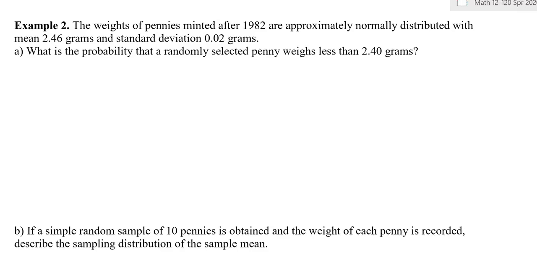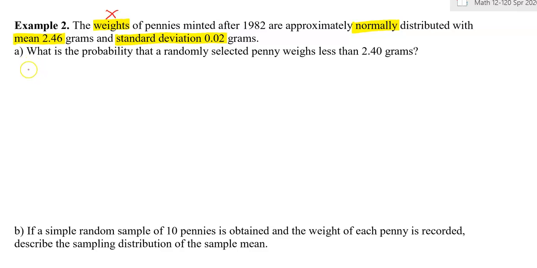The weights of pennies minted after 1982 are approximately normally distributed with mean of 2.46 grams and standard deviation of 0.02 grams. Right, so that's the information they give us. So I'm going to go ahead and write that down before I even start the problem part A. So let's see what the problem's about. So this is about weights. So again, this is going to be the variable of interest. It says the weights have approximately normal distribution with mean of 2.46 and a standard deviation of 0.02. So I'm going to go ahead and write down that info over here on the side.